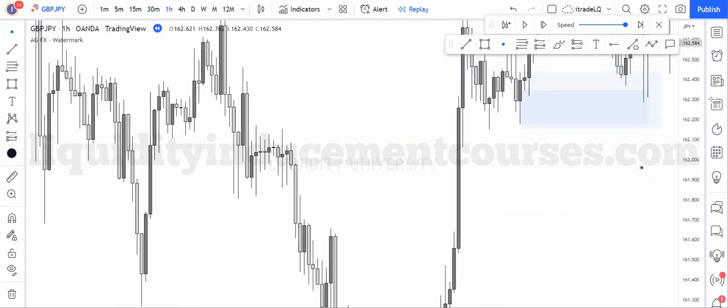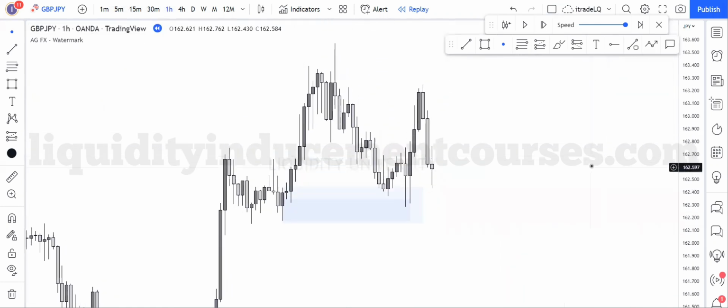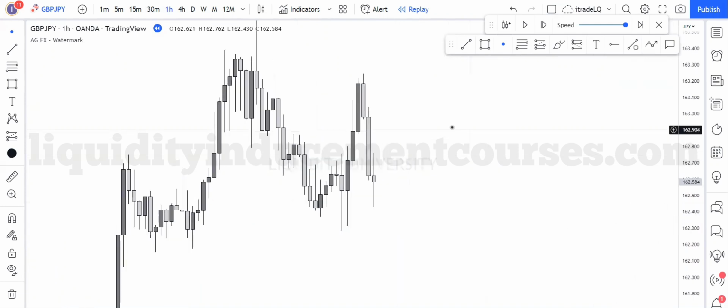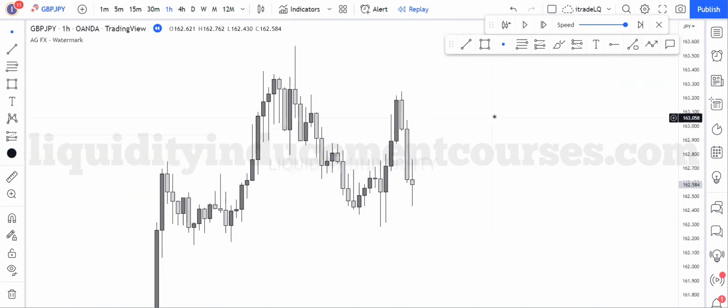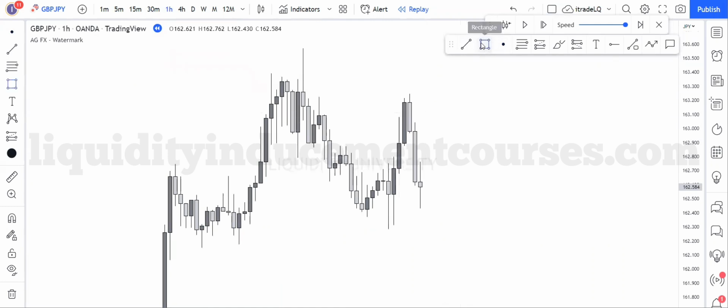Right? This was a 1 hour. Inside the 1 hour, we had a 5-minute POI. Now again, these are just examples for you to understand the logic behind the fractal nature of the POIs. This is not how we refine our points of interest, right? It's just an example.